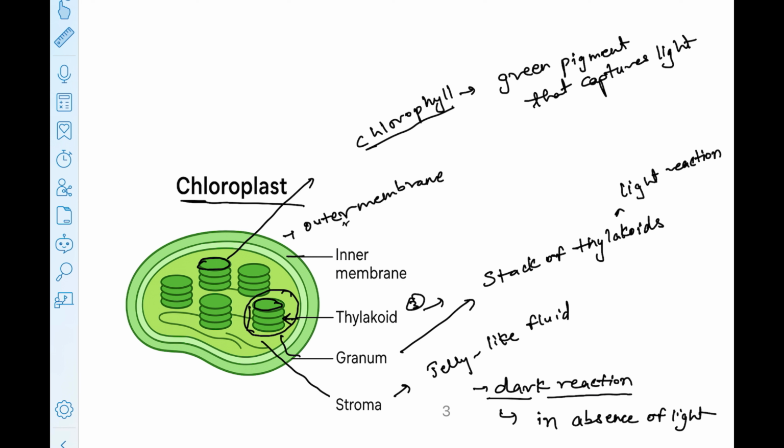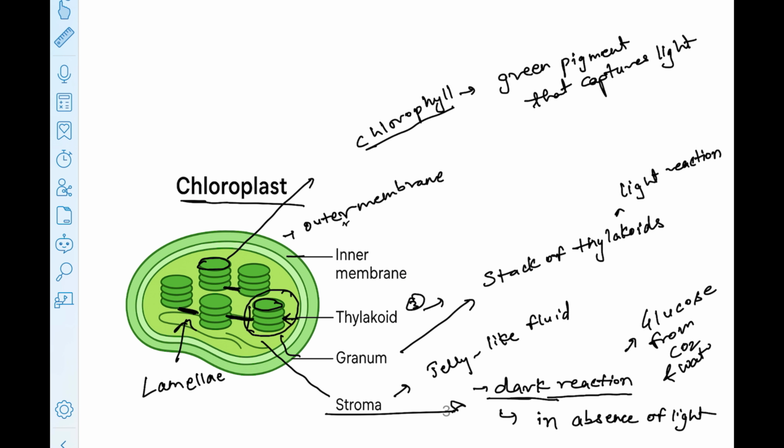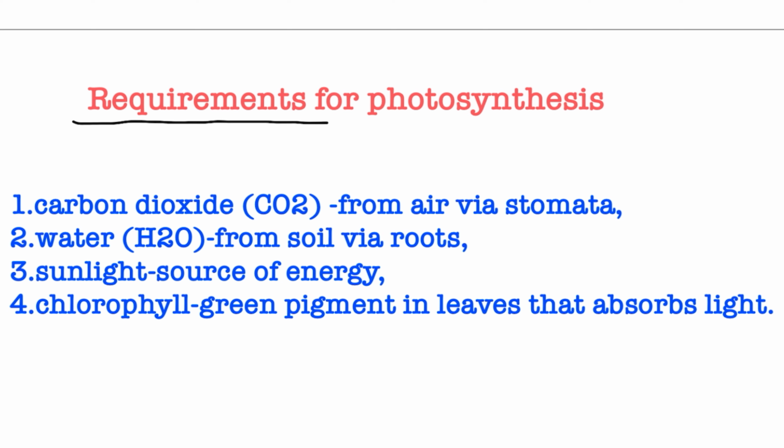And sixth one is lamellae. You can see here the granas are connected together through a portion known as lamellae. Okay, so chlorophyll captures sunlight and makes ATP, that is known as energy carriers. In the absence of light, dark reaction occurs where glucose is made from CO2 and water.